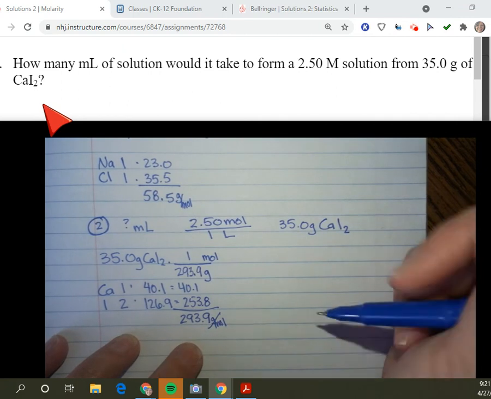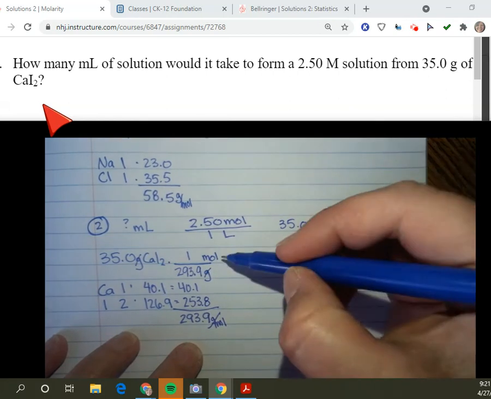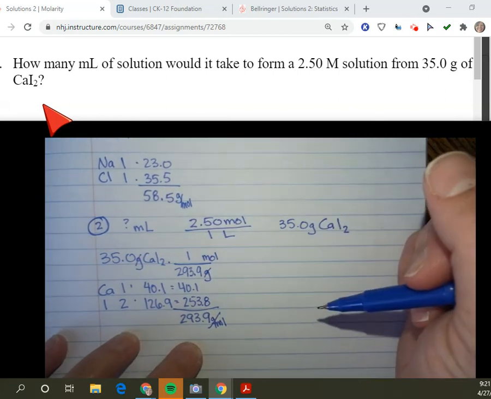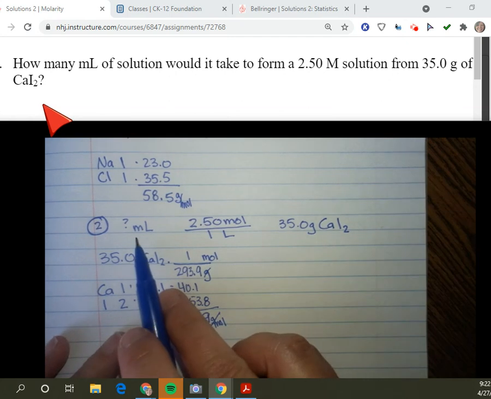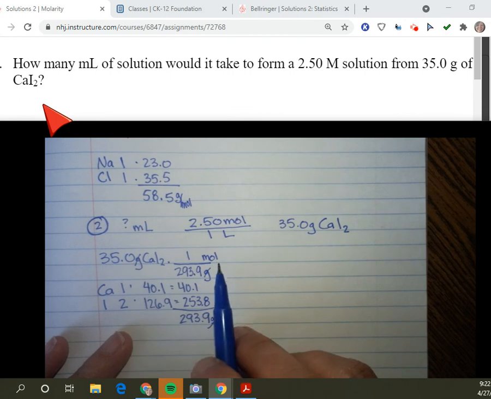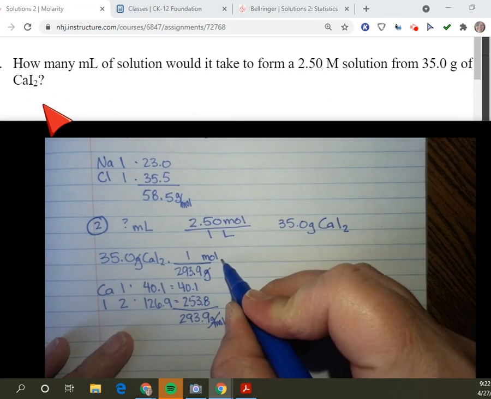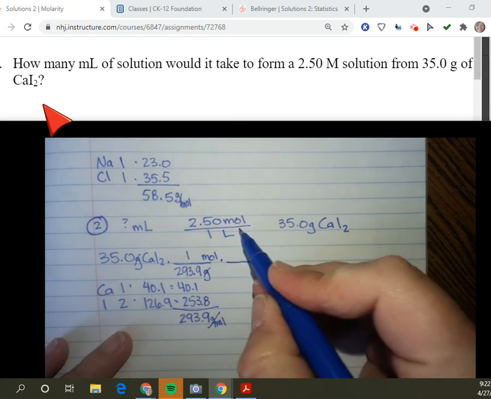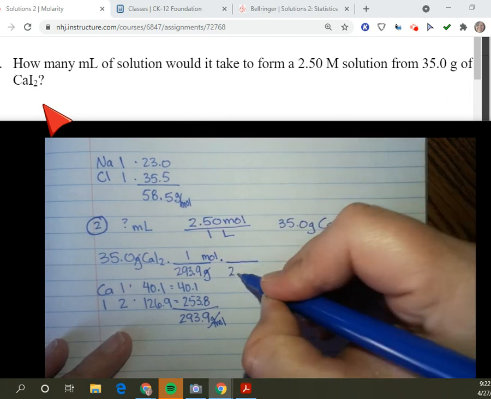Okay. All right, so that's our first step. Take care of our grams. Now we have moles. If I want to come up with milliliters somehow, I need to cancel out moles. That's where this molarity is going to come into play. So we're going to use our molarity that we want to come up with as a conversion in this step.